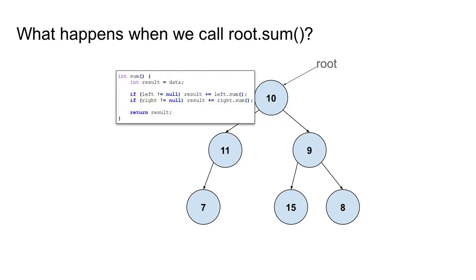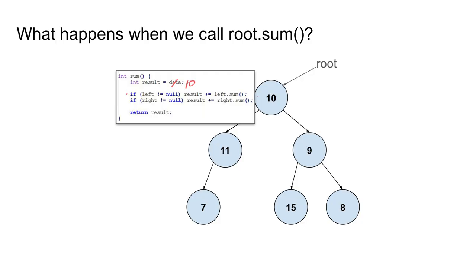Well, in this case, the data in the node is 10, and so let's make data have the value of 10, okay? Now I go to the next line of code, and it says if the left is not equal to null, then make a recursive call to left.sum. So that's what we're going to do here, is we're going to go to compute left.sum.